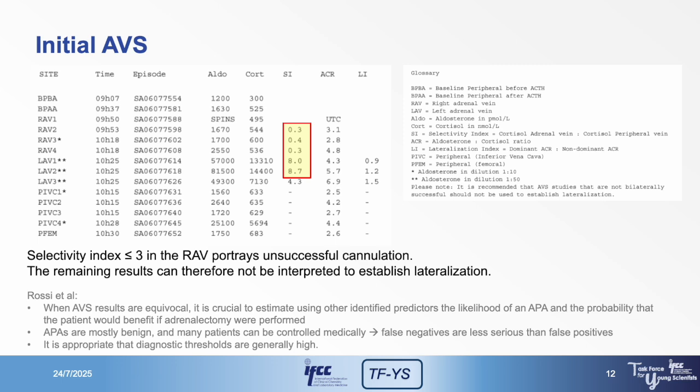There was a study performed by Rossi et al., which mentioned that if results are equivocal, it is crucial to estimate other predictors to determine the likelihood of an aldosterone-producing adenoma and the probability that the patient would benefit if adrenalectomy were performed. Because APAs are mostly benign, many patients can be controlled medically, and hence false negatives are less serious than false positives, and it is appropriate that diagnostic thresholds be generally high.